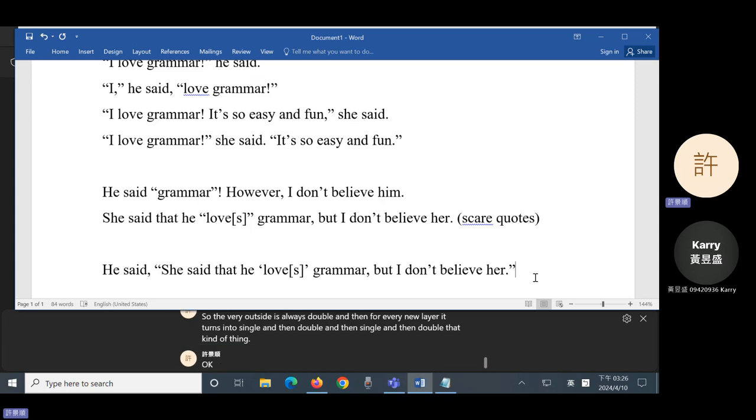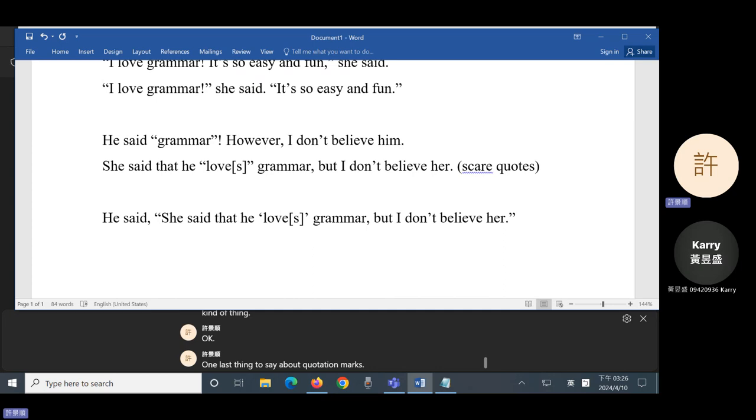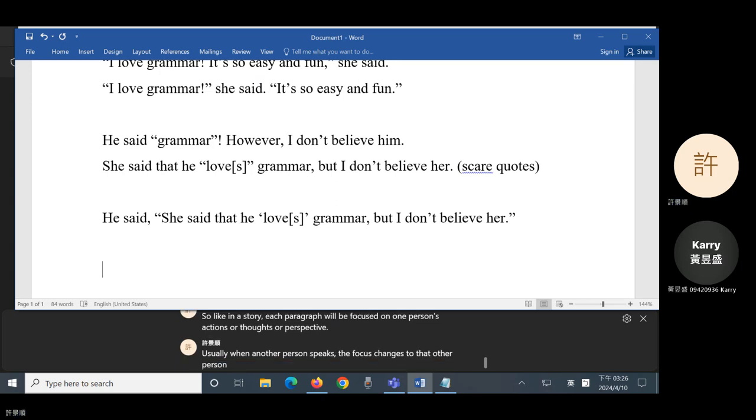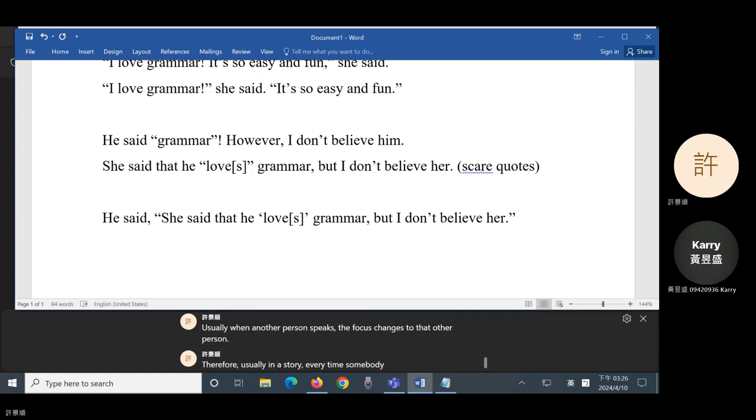Okay, one last thing to say about quotation marks. Usually in a story, each paragraph will be focused on one person's actions or thoughts or perspective. Usually when another person speaks, the focus changes to that other person. Therefore, usually in a story, every time somebody different speaks, we start a new paragraph.